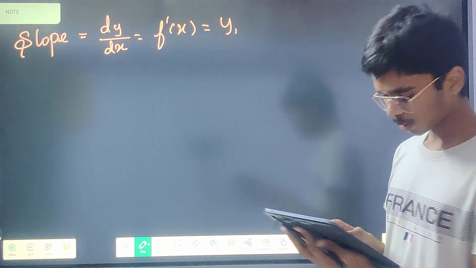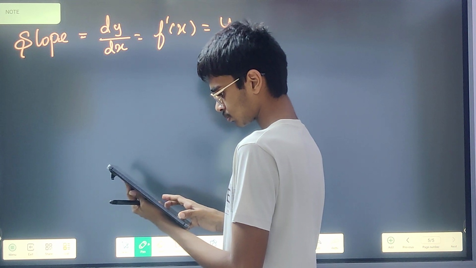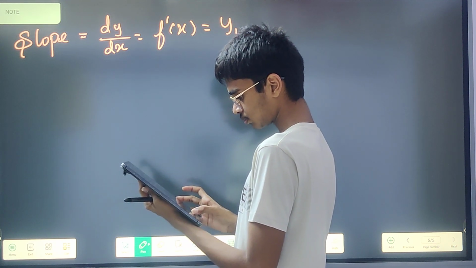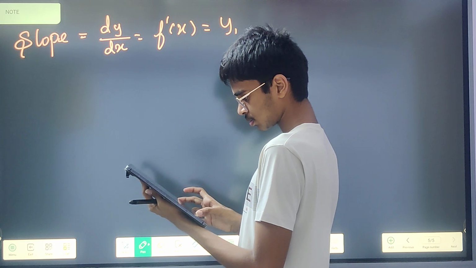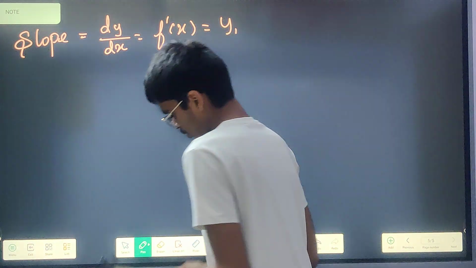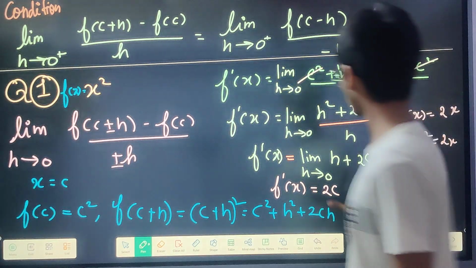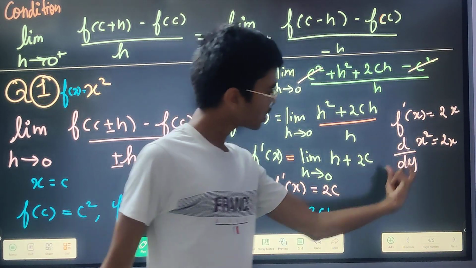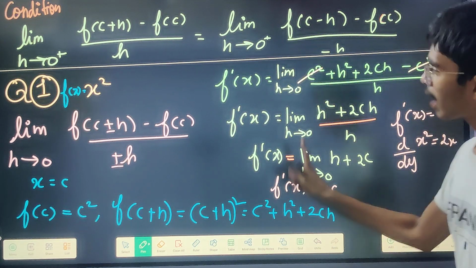Till now that's what is coming. In future, if something comes, then I will say. There are a lot of things we have to discuss. That means the differentiation of x square is equal to 2x. By using this formula I've proved it.